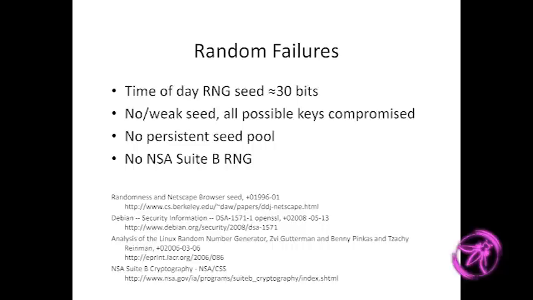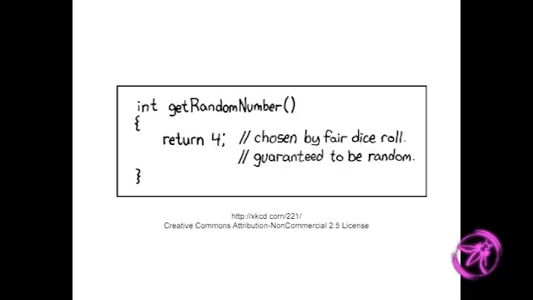Persistent seed pools, that's another area where just the entropy is not enough in the system. Unfortunately, random number generators are not well standardized. There isn't even a random number generator in NSA Suite B, which is an up-and-coming suite of cipher algorithms, which are otherwise well chosen. There's just no RNG there.